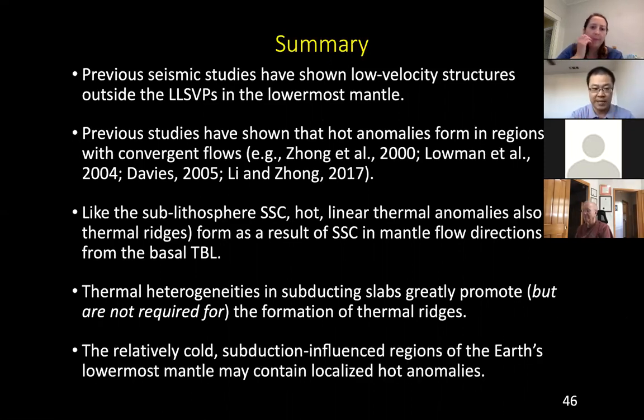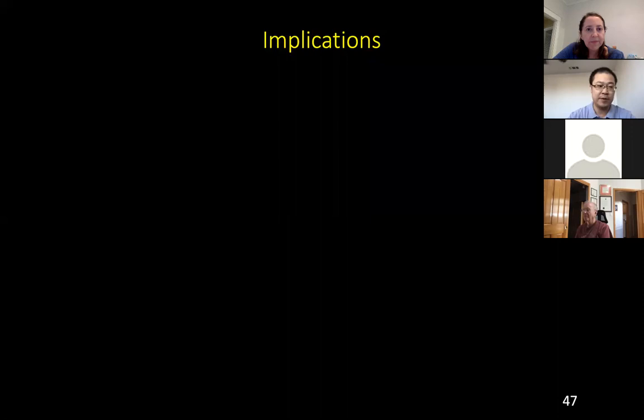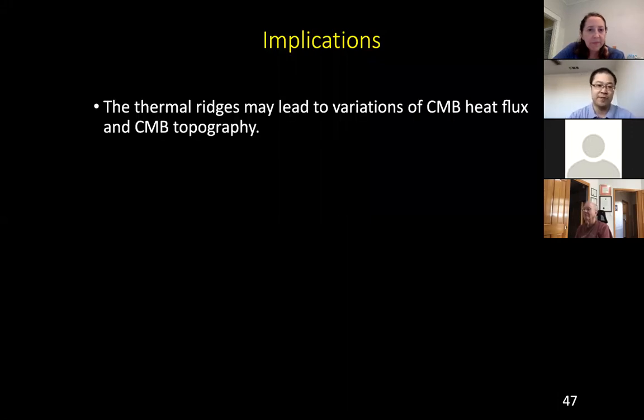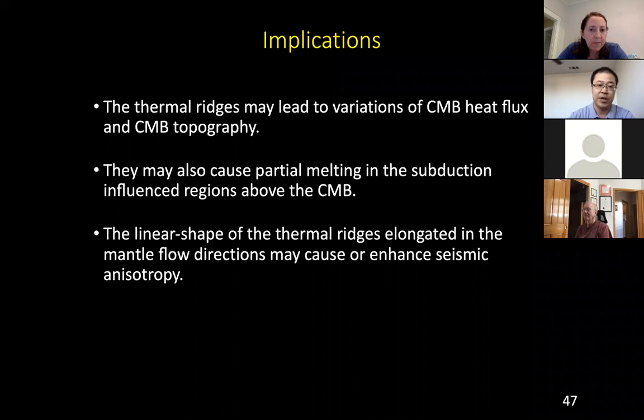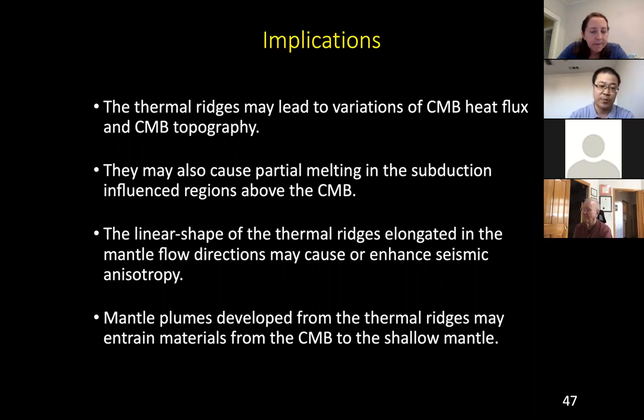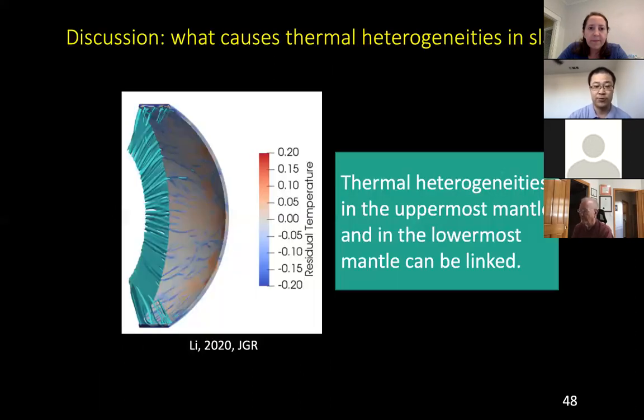And our result indicates that the relatively cold subduction-influenced regions of the Earth's lowermost mantle may contain lots of localized hot anomalies. And these hot anomalies may not be associated with upwelling mantle plumes, right? And our results also have really important implications. For example, the thermal ridges may lead to variations of CMB heat flux and the CMB topography. They may also cause partial melting in the subduction-influenced regions above the CMB. And they may also cause or enhance seismic anisotropy in these regions. And the mantle plumes that develop from the thermal ridges may entrain material from the core-mantle boundary to the shallow mantle.